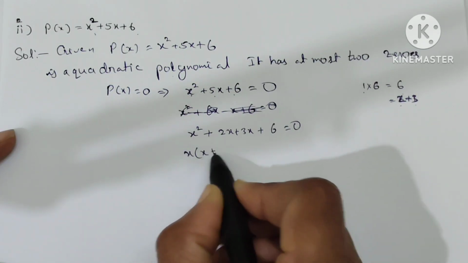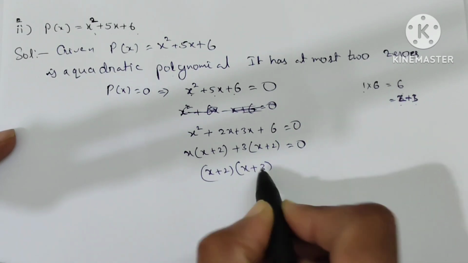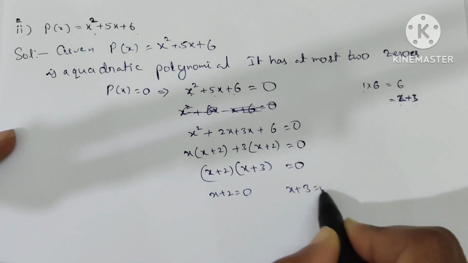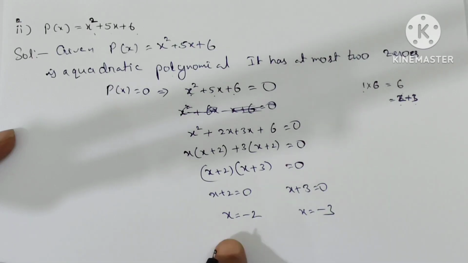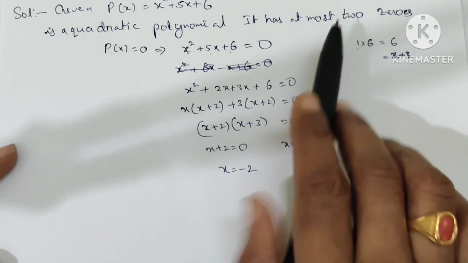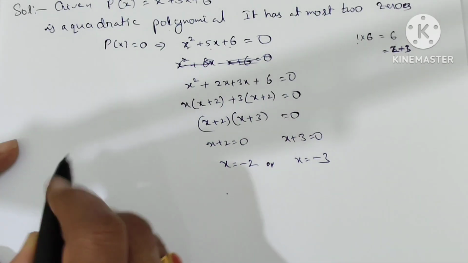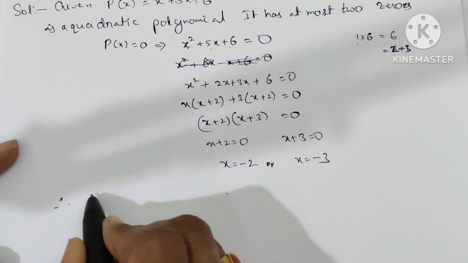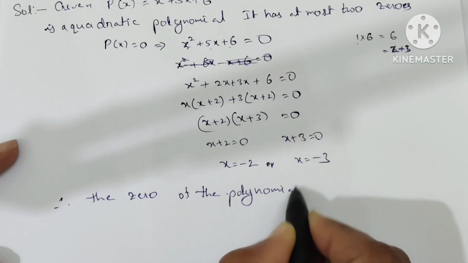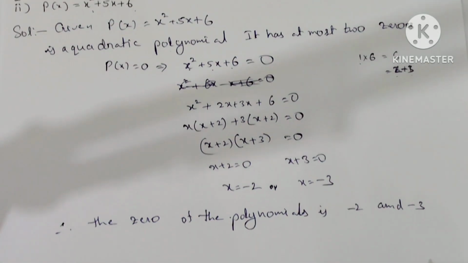Now take x common from the first two terms and 3 common from the last two: x times (x plus 2) plus 3 times (x plus 2) equals 0. Again taking x plus 2 common, we get (x plus 2)(x plus 3). So x plus 2 equal to 0 or x plus 3 equal to 0, so x equal to minus 2, x equal to minus 3. These two are the zeros of this polynomial, at most two zeros. Therefore the zeros of the polynomial are minus 2 and minus 3. So this is the second one's solution.